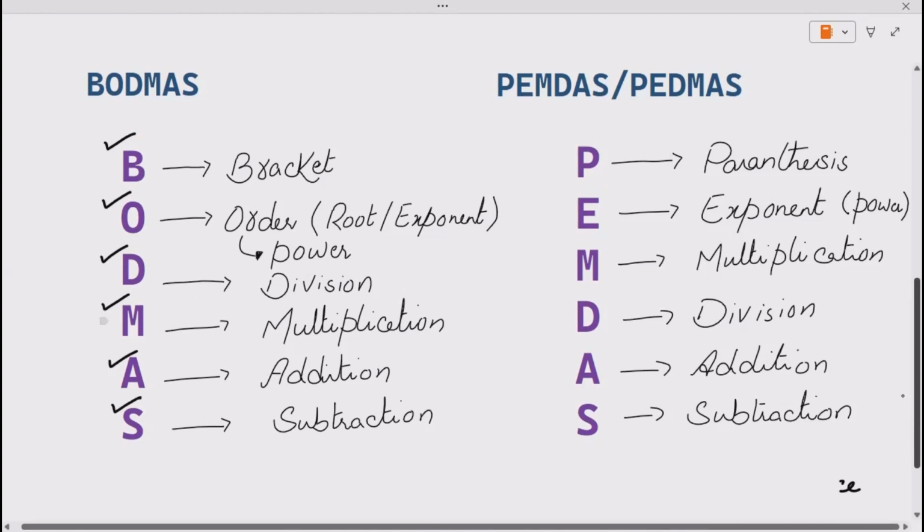The PEMDAS rule is exactly the same as BODMAS. The only thing is, as I already said, the labeling convention. The P is for parentheses, so PEMDAS says to solve parentheses first. Then it says solve exponents, i.e. powers, second, and then multiplication, division, addition, and subtraction in that order. So you can see both rules are the same. The only difference is that BODMAS says do division first and then multiplication, while PEMDAS says do multiplication first and then division.